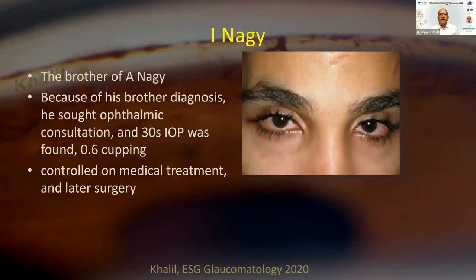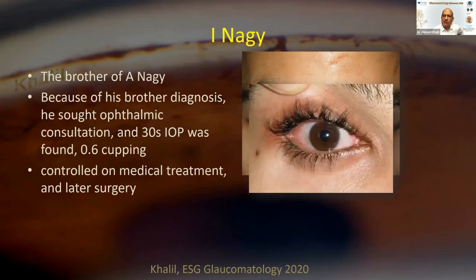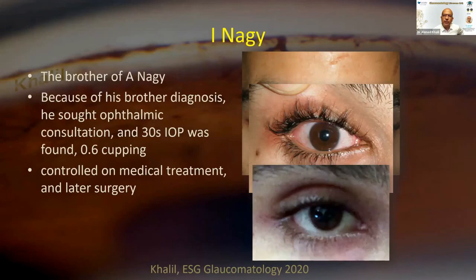This is his brother. Because his brother was discovered with glaucoma and suffered several surgical interventions, he sought ophthalmic consultation just because he is the brother of A. His intraocular pressure was elevated, with 0.6 cupping. Now he was given all medications, and you see the long lashes from the prostaglandin, and he was controlled. Later he went to surgery, and his lashes shortened again with successful intervention.